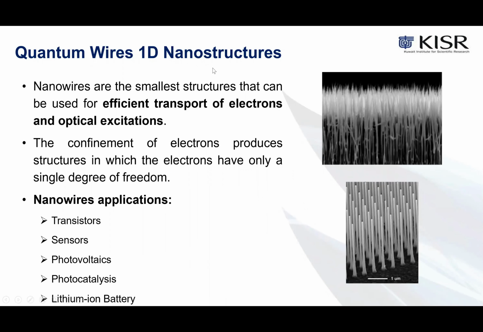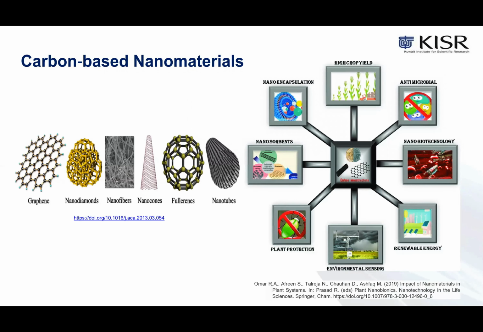Next, we have the quantum wire, 1D nanostructure, which are the smallest structures that can be used for efficient transport of electrons in optical excitation. 1D structures are promising for high performance transport devices due to the electron confinement, in which the electron has only a single degree of freedom. And this is very interesting for wide applications, such as building a transistor, sensor, photovoltaics, photocatalyst, and lithium-ion battery as well.